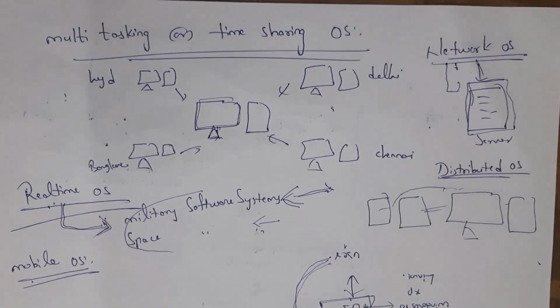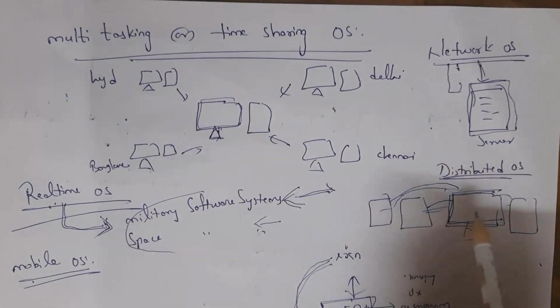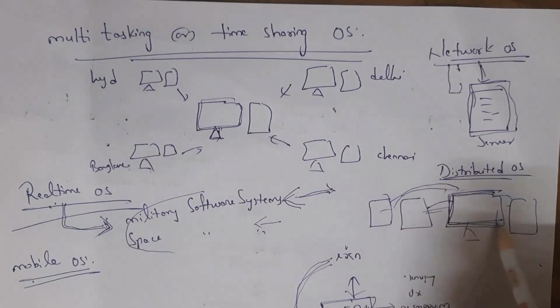Next, I will explain what is distributed operating system. Normally every computer contains only one CPU, but whereas in distributed operating system it contains multiple processors. Processor is nothing but we call CPU as processor. So distributed operating system uses different processors so that these systems are very fast when compared to other systems.